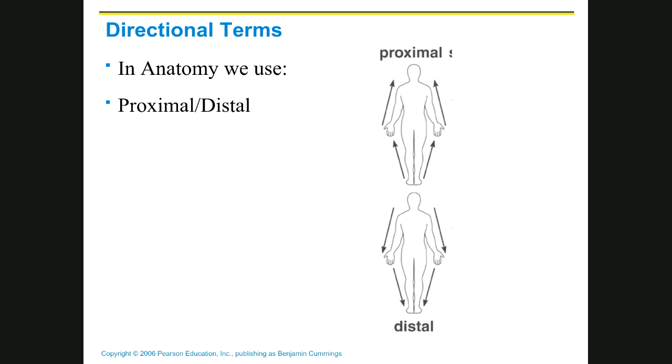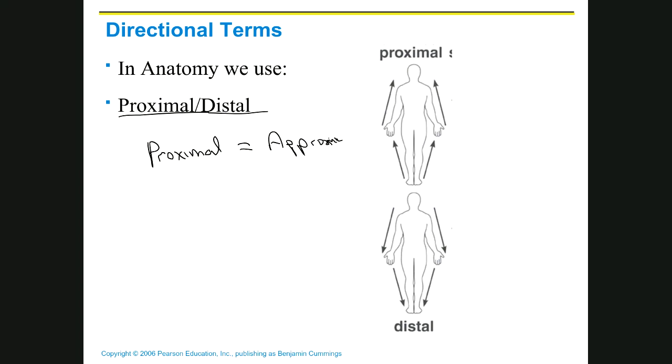Here's another pair. And this is the pair that most students have the most trouble with. The words are proximal and distal. I don't really understand why there's so much trouble with them if you understand the root word. So let's look at this word proximal. Proximal has the same root word as approximate.